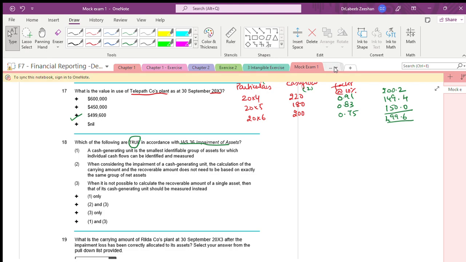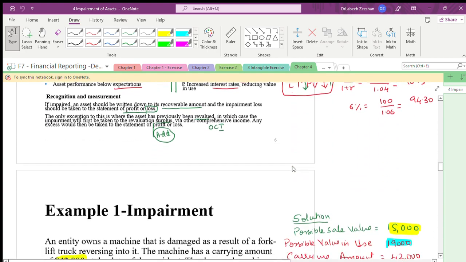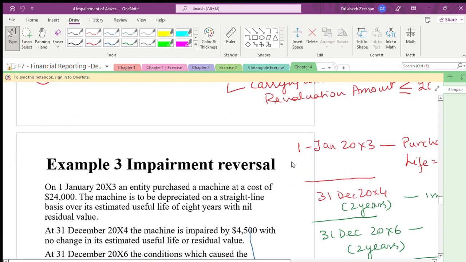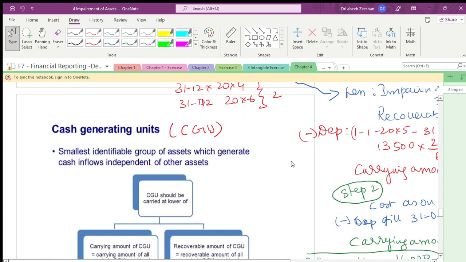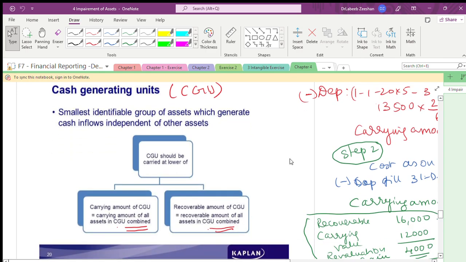They are focusing on cash generated units. We will also focus on the cash generated units. What is the impairment? We have done something on that. What is the cash generated unit? It is the smallest identifiable group of assets which generate cash inflows independent of other assets.